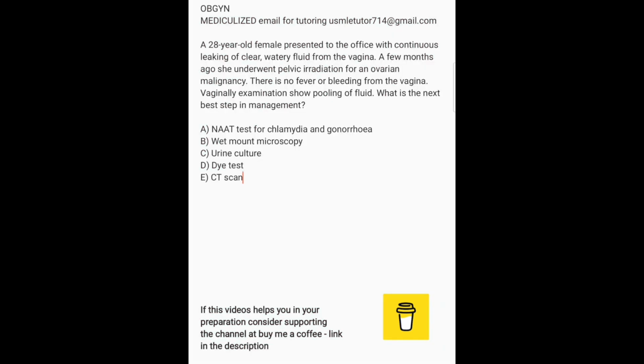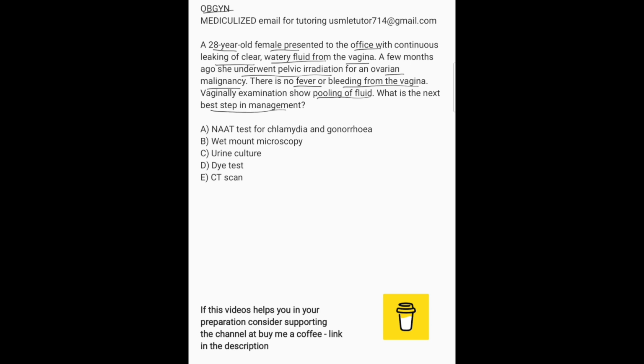Hello everyone, and welcome to another day of high yield USMLE questions. Today we will be talking about OBGYN. We have a 28-year-old female who presents to the office with continuous leakage of clear watery fluid from the vagina. A few months ago, she underwent pelvic irradiation for an ovarian malignancy. There is no fever or bleeding from the vagina. Vaginal examination showed pooling of fluid in the vagina. What is the next best step in management?